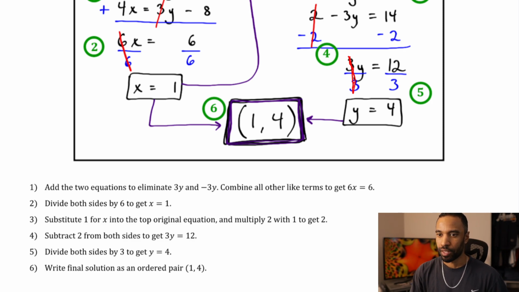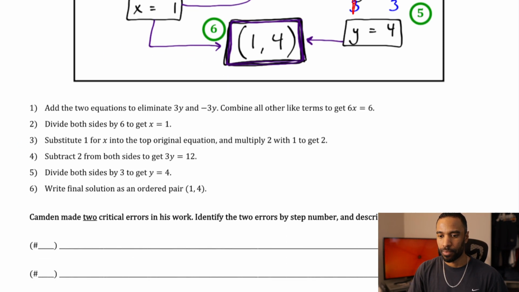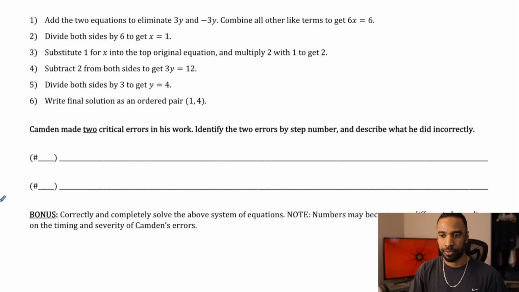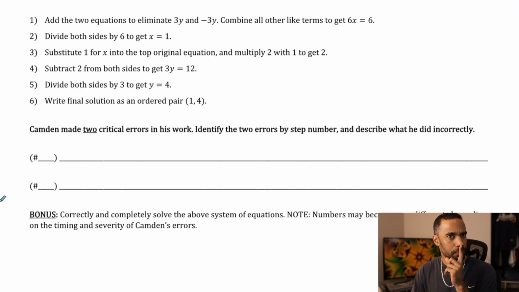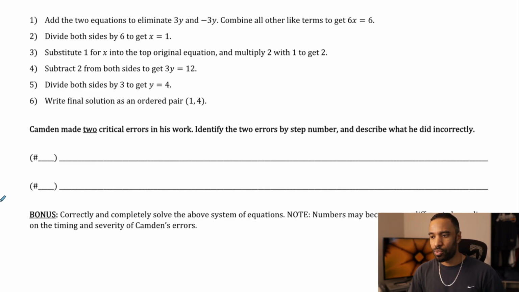I'm with you here. Unfortunately, Camden made 2 critical errors in his work. There were 2 critical errors that were there. You might have caught on to them. You might have said, wait a minute. Identify the 2 errors by step number and describe what he did incorrectly. Okay, so let's go back to these and let's see if we can figure them out.